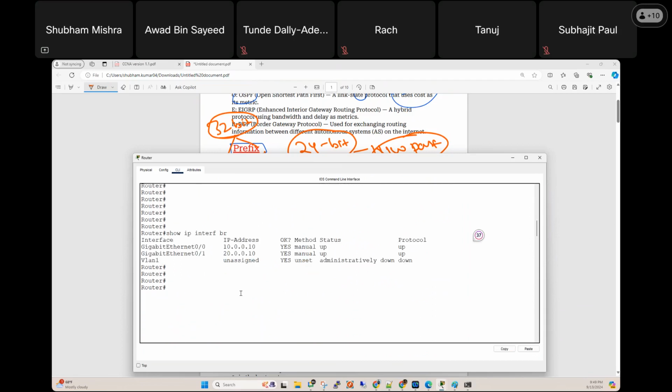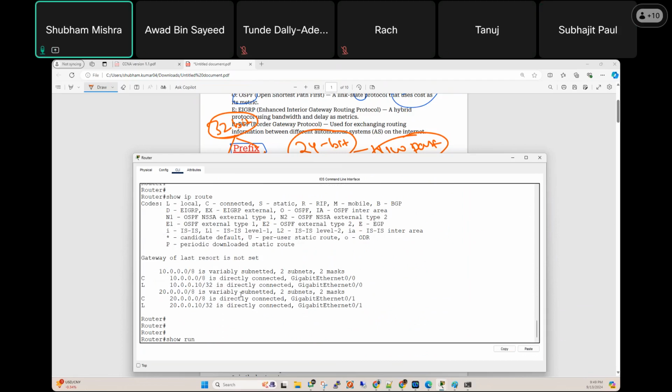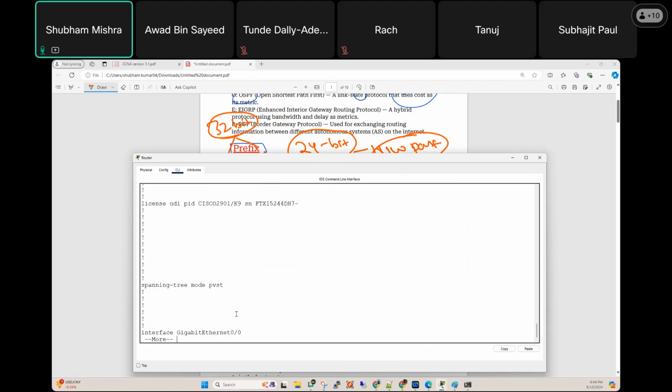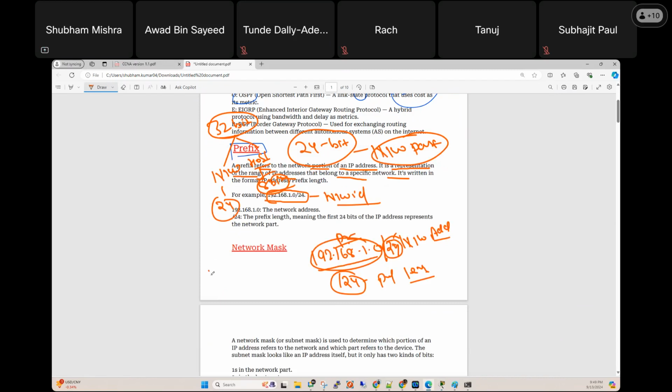So in the running configuration, what did I configure there? See, on interface Gig 0/1, what did I configure? IP address 20.0.0.10 and then I assign what? The subnet mask. Right, everyone? 255.0.0.0 means slash how much? 8. I told you these things.